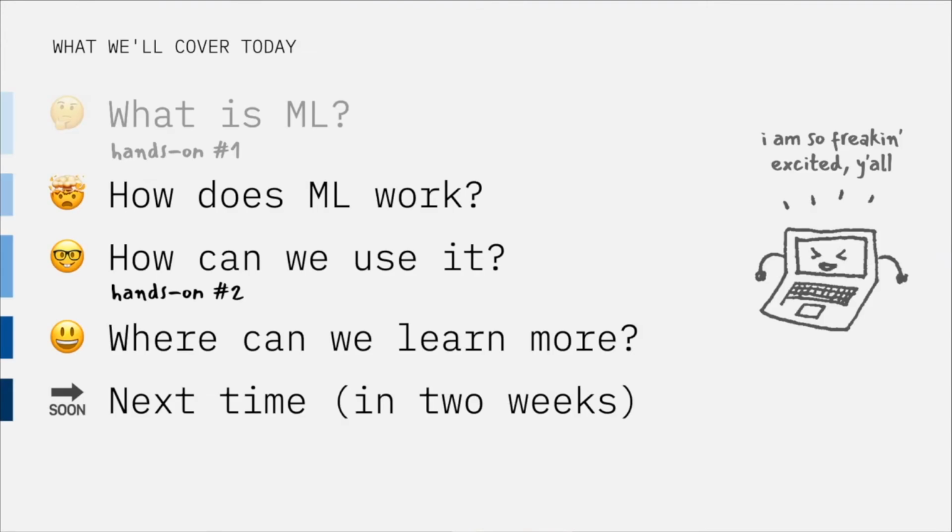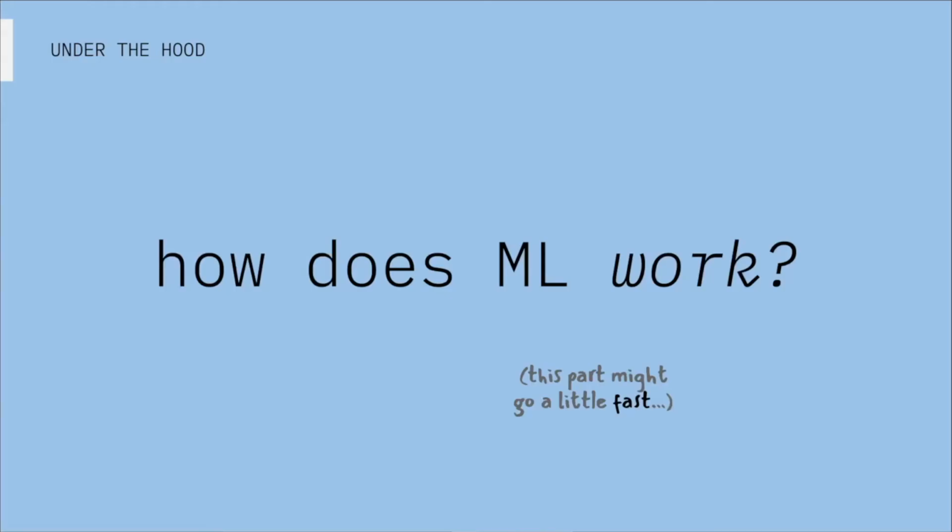OK, so what we're going to cover today, again, going to move through this really quickly. We just talked about what is machine learning. We're going to talk about how machine learning works next, how we can use it, and then where you can learn more. And next time in 2 weeks, we'll talk about what we're going to be covering there. So how does machine learning work? I will probably go a little bit fast. If I am talking too fast and you can't understand what I'm saying, please let me know.